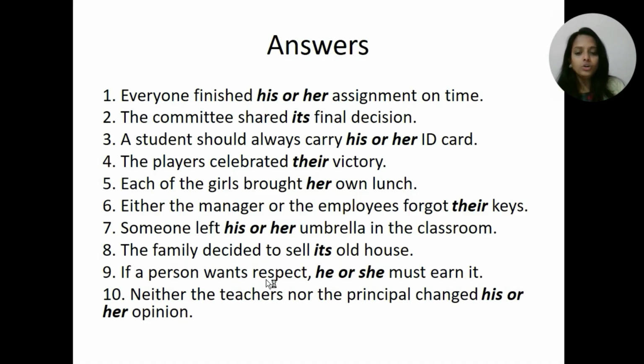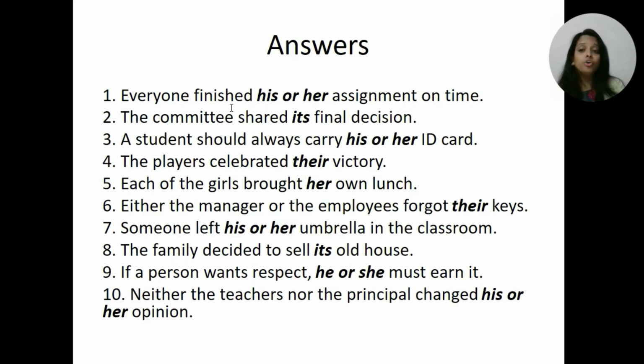If a person wants respect, he or she must earn it. So this one, a person is singular. So the pronoun must also be singular. So he or she maintains the correct agreement and avoids shift. Got it? Neither the teachers nor the principal changed his or her opinion. So, with neither nor, the pronoun agrees with the closest noun.